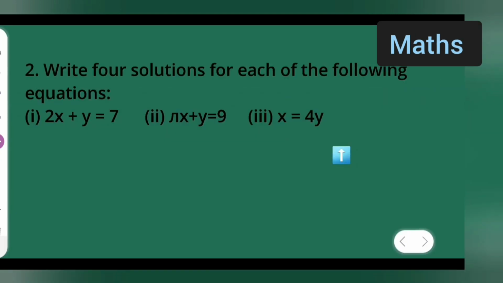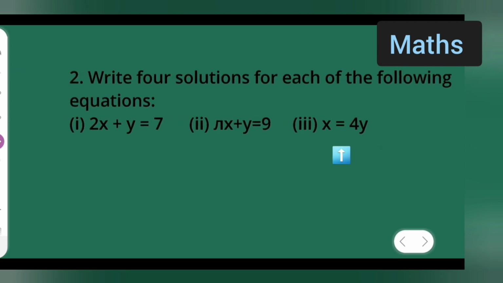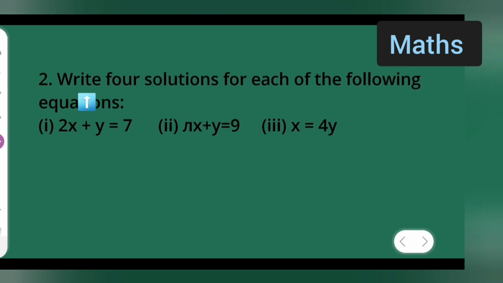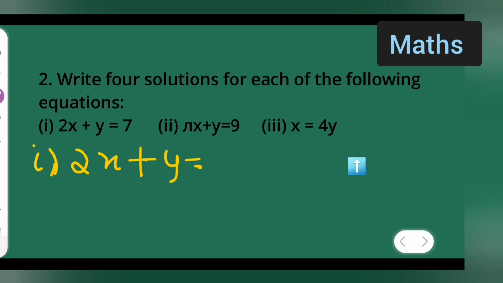So let me start with this first. First, I can take down the question. Write four solutions for each of the following equations. So, first one is 2x plus y is equal to 7. So, we have to form four solutions, right? I'll take down the question first, that is 2x plus y is equal to 7.